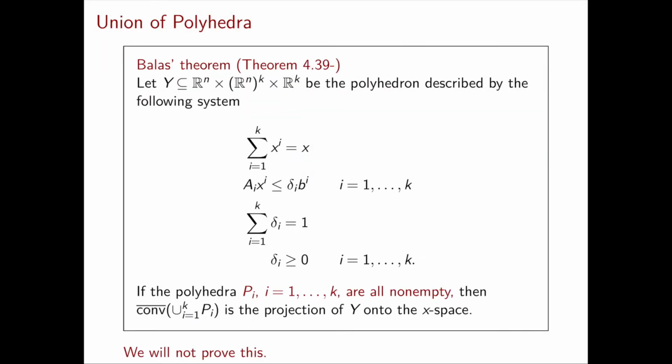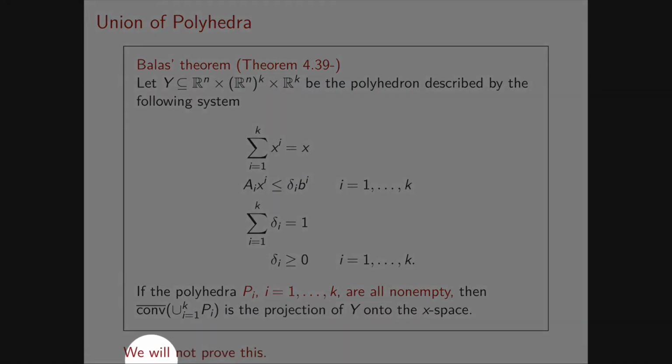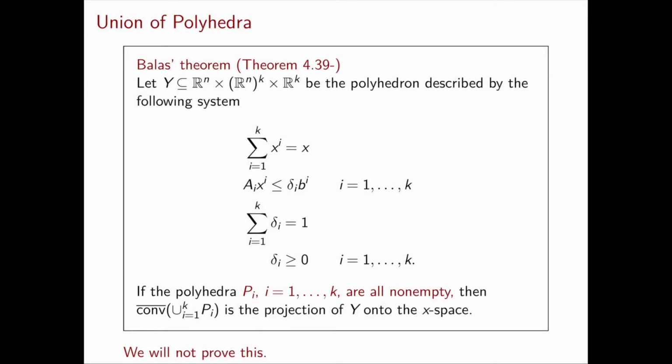Good. So this is our main result. It's Balas's theorem on the union of polyhedra. And we are not going to prove this result. In fact, the reason is that both the statement and the proof are very similar to the bounded case that we saw in chapter 2. But here, in order to derive the result, we need one more assumption. Plus, of course, we need to consider the closed convex hull instead of the convex hull. So these are the main two differences.